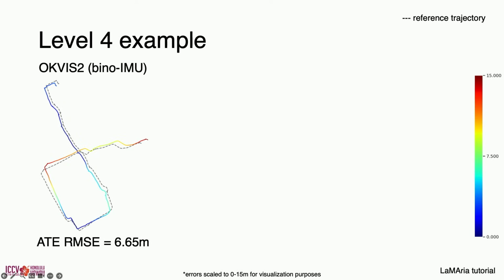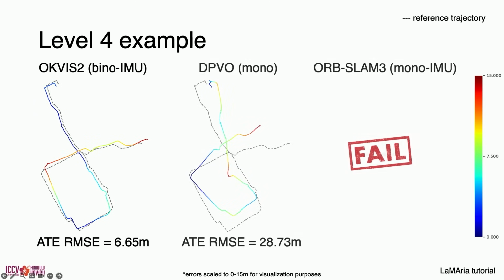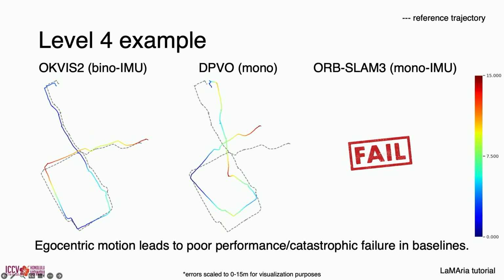And this level also showcases failures, complete failures in some methods as well. Our takeaway is that egocentric motion leads to either poor performance or just failure in these baselines. For those baselines that fail on this set of sequences, we decided that trying to benchmark them on the main data set would just be difficult to get results. So this is why we set up this controlled experimental set, so that we can understand where these baselines fail and what kind of systems would potentially be capable of running on our main data set.